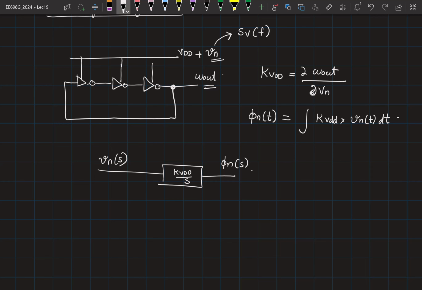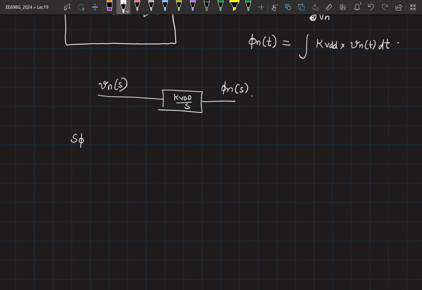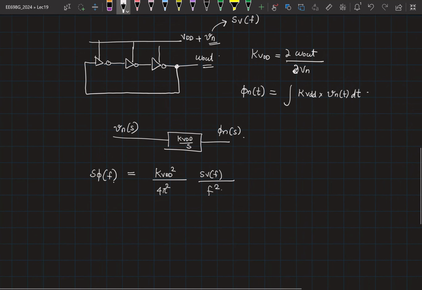So if you were dealing with a white noise spectrum, even if I don't consider a white noise spectrum, can you directly give me the expression for the PSD of the phase noise? K_VDD squared by 4 pi squared, s squared, S_V, so S_V(f) divided by f squared. Okay. So if you had white noise as the PSD for the supply noise, then the output phase noise spectrum becomes 1 by f squared. If the supply noise had a 1 by f profile, the output phase noise will have a 1 by f cubed profile. Right? So this is an interesting result to keep in mind.